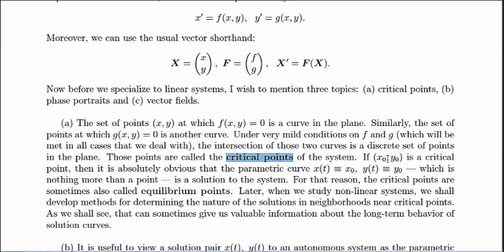If (x0, y0) is a critical point, then it should be absolutely obvious that if we define the parametric curve given by the parametric equations, x of t is x0 for all t, y of t is y0 for all t, so that curve is nothing more than a point. In fact, that's a solution to the system because both sides will be 0. Since x and y are constant functions, the derivatives are 0, and f and g are by hypothesis 0 at the critical point. And so for that reason, critical points are sometimes called equilibrium points.